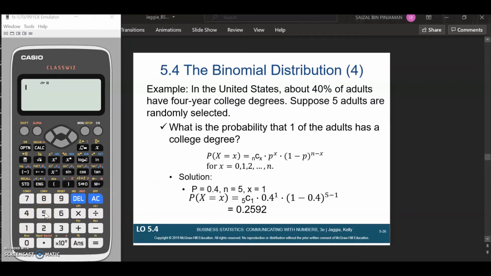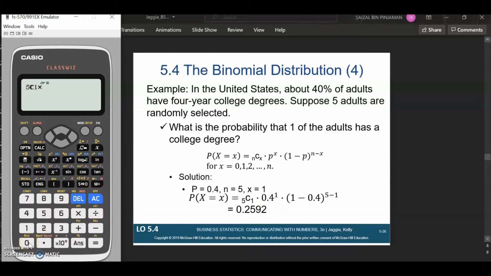So 5CX, we start with that one, so press 5, press shift, press division, and press 1. Why? Because here you can see on the screen we have NCR, which is referring to the combination process, and we multiply this with the second component in our formula.